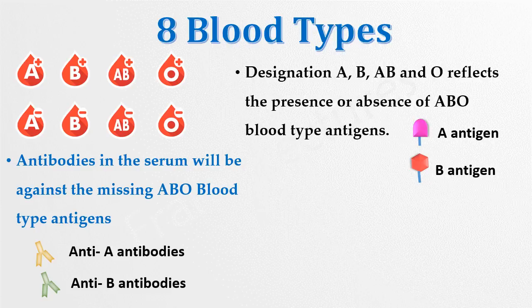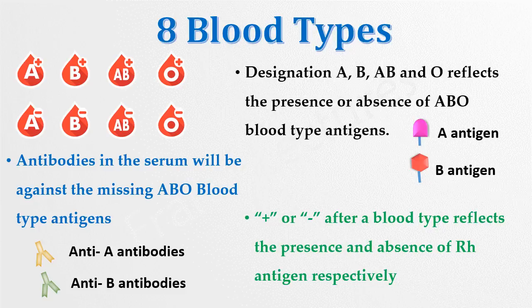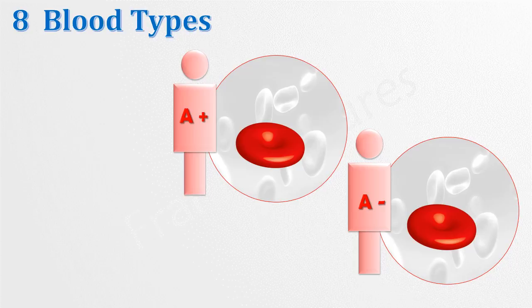The plus or minus appearing after a blood type reflects the presence and absence of the Rh antigen. We will represent Rh antigen by triangle symbol. Let's see what all blood group antigens and antibodies are present in each of these 8 blood types. Let's first see the details of A positive and A negative blood types.